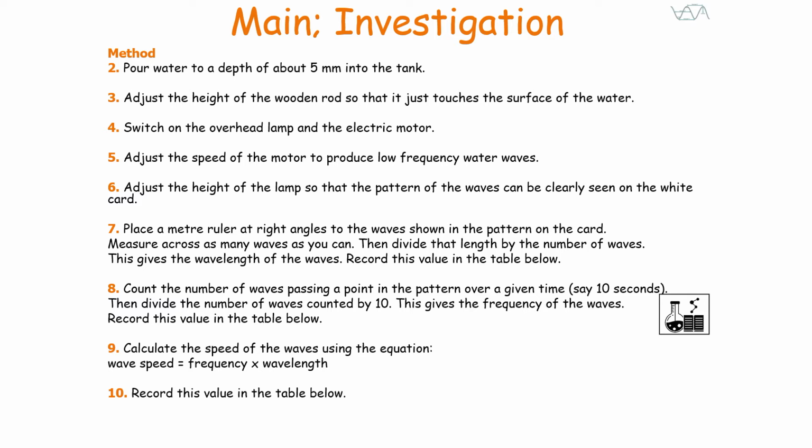You'd then place a meter ruler at a right angle to the pattern shown on the card, and then you'd measure across as many waves as you can, then divide that length by the number of waves. This gives you the wavelength of the wave. You would record that in a table.